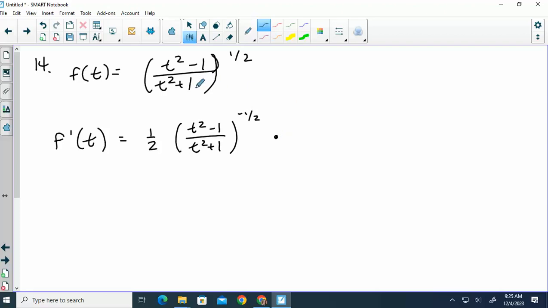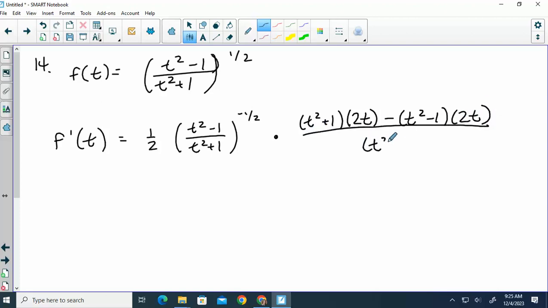So we have to do quotient rule. Low d high minus high d low over low squared. Right, this one is kind of nasty. Depending on what kind of simplifying we wanted to do, we could break that up and give each one the exponent.